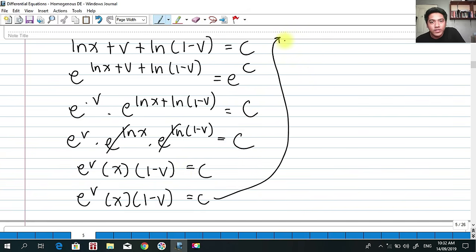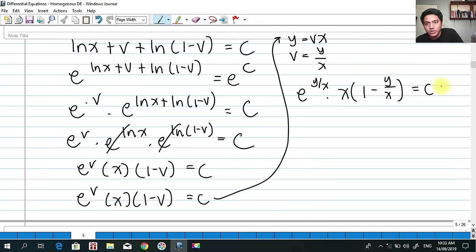Take note that we have a substitution a while ago that y is equals to vx. So we need to get this in terms of v. So v is equal now to y over x. And if we substitute that in our original equation, so we have now e raised to y over x multiplied by x multiplied by 1 minus v, which is y over x, is equals to c.